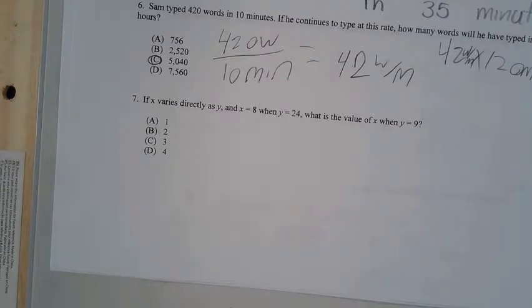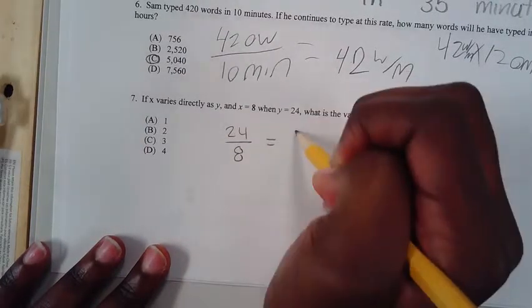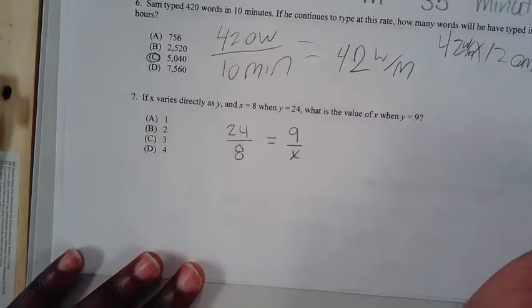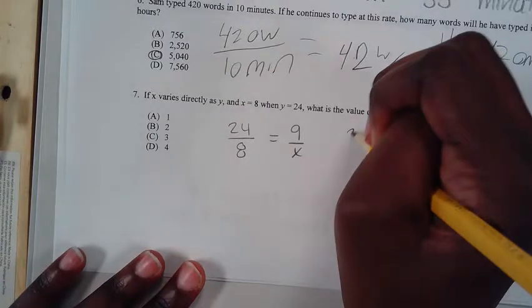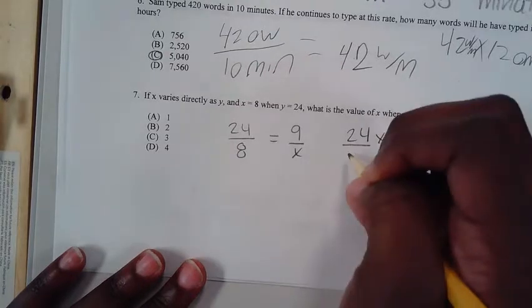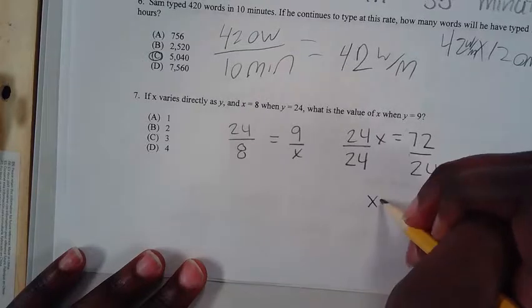So, first, if x varies directly as y and x equals 8 when y equals 24, what is the value of x when y equals 9? First we do 24 over 8 equals 9 over x. And we cross multiply. So it'll be 24x equals 72. And divide both sides by 24. And x equals 3.